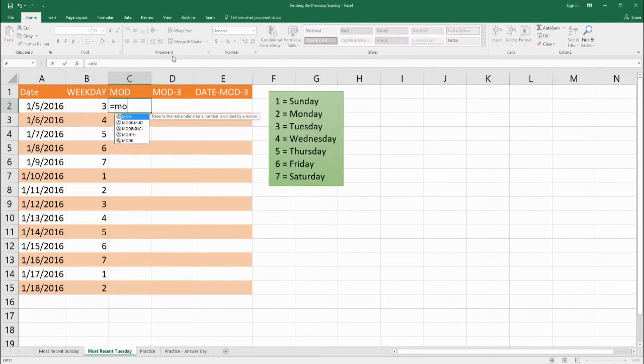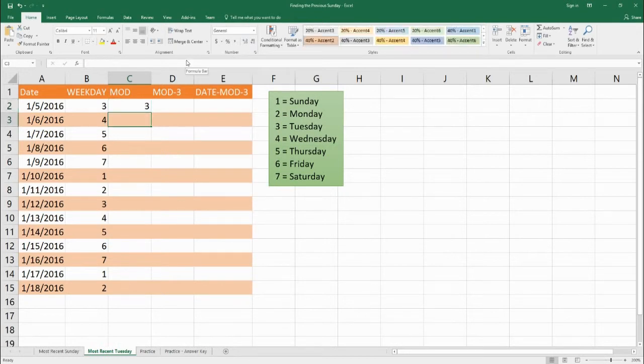So the modulo of A2, which is January 5th, 2016, with a divisor of 7 is giving us a modulo of, can you guess it? Well, it's going to be a 3. Put that over to the general number. It gives us a 3.